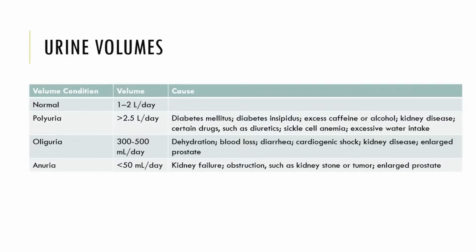Here in this chart, we have the urine volumes. Once again, we can see what's normal and then various pathologies if the volume is not within normal limits. And then in the third column, we can see the cause of each.